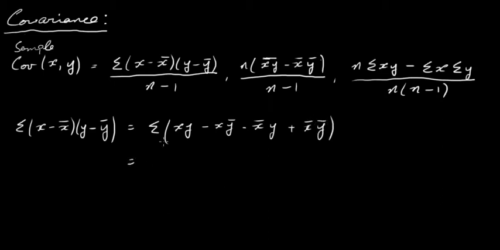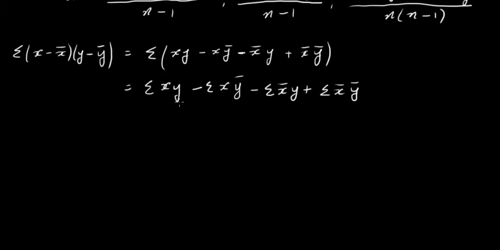Now from that, to find the sum of all these terms, it's just the sum of the individual terms. So I can take away the brackets here and get the sum of xy minus the sum of x y bar minus the sum of x bar y plus the sum of x bar y bar.